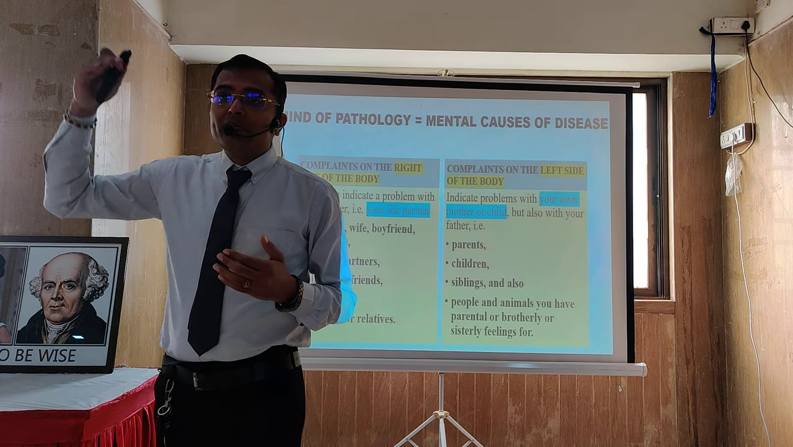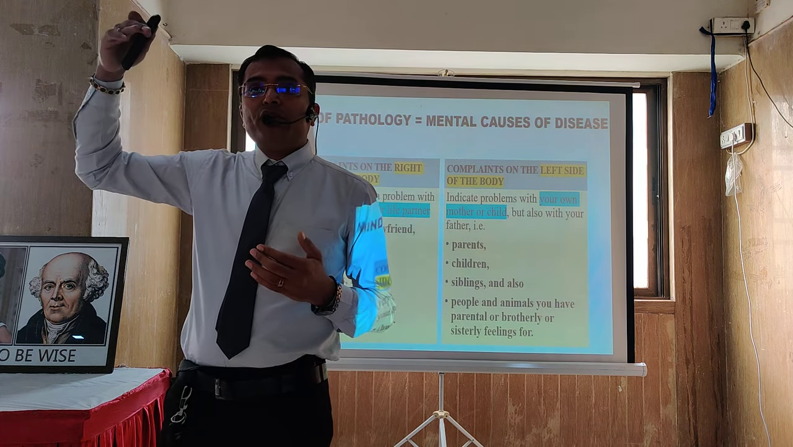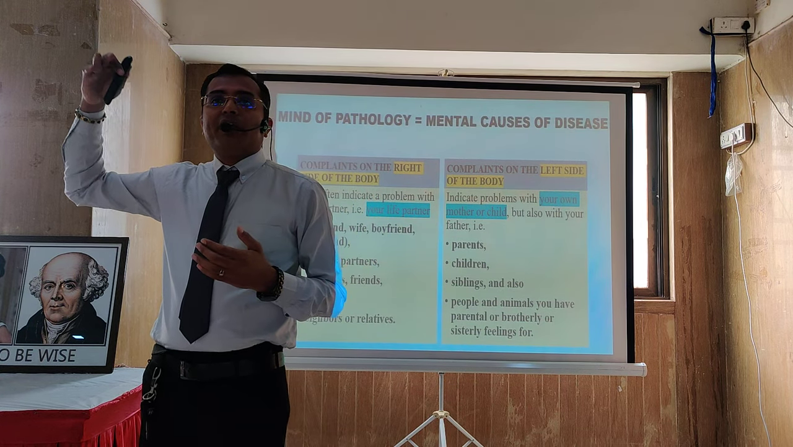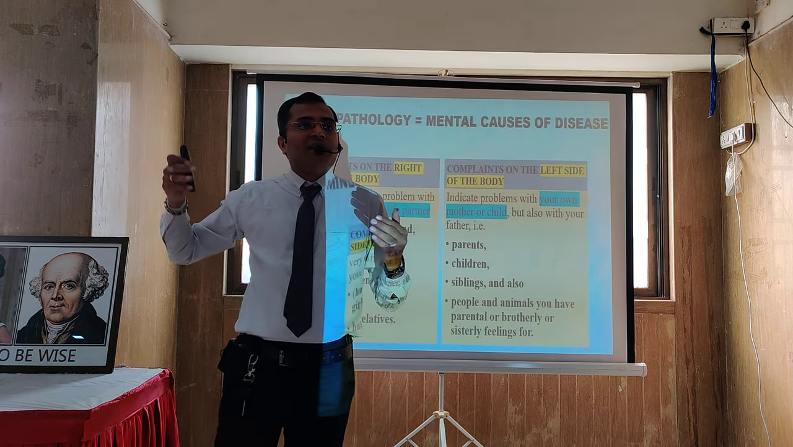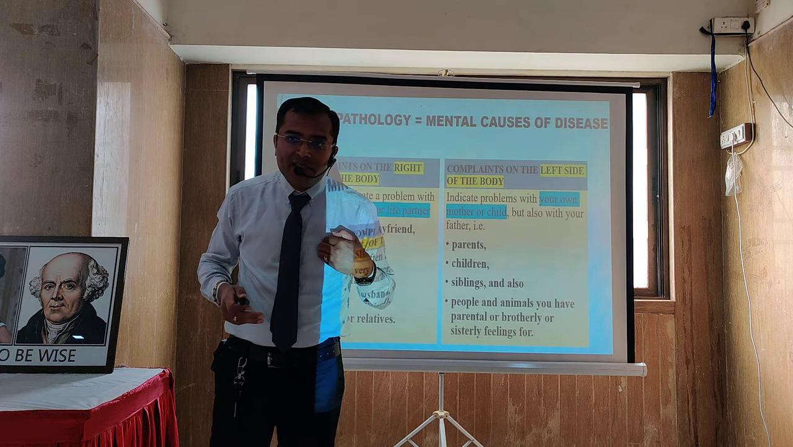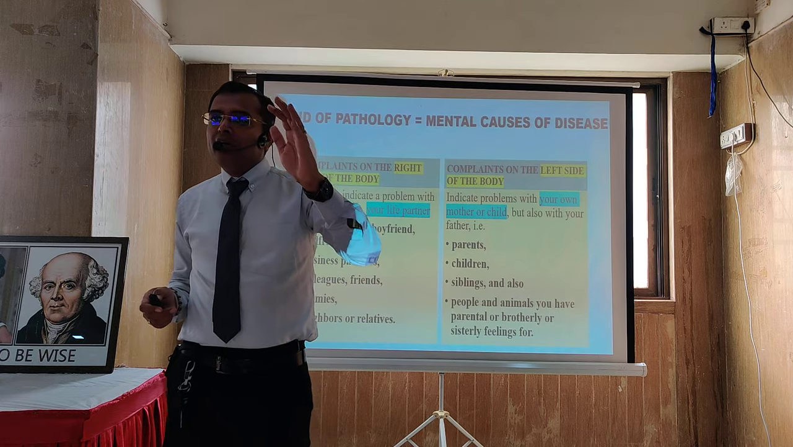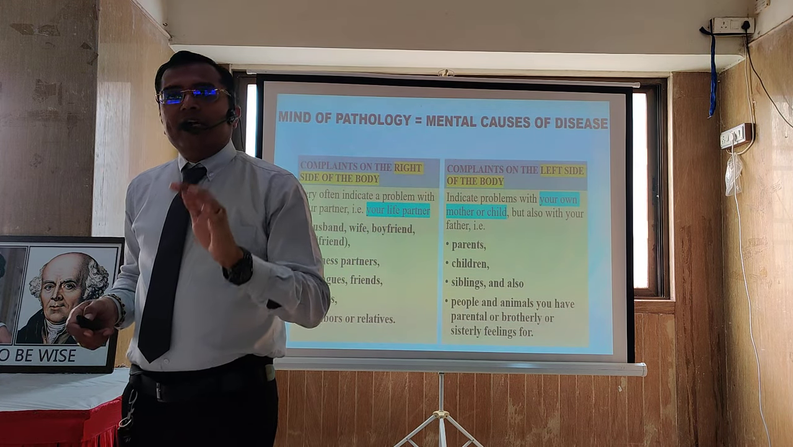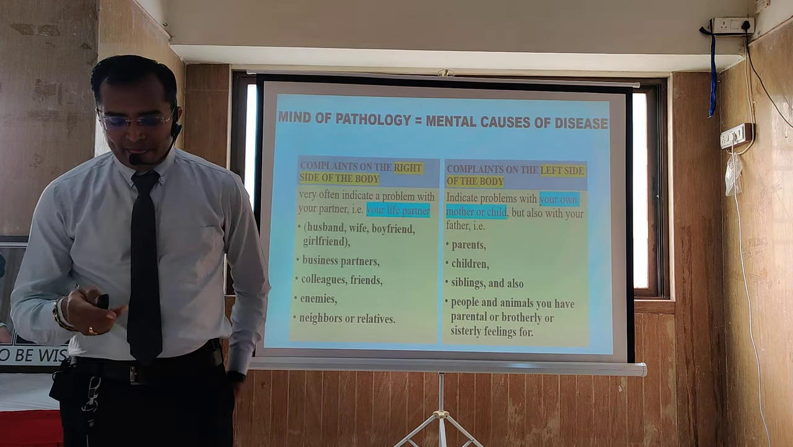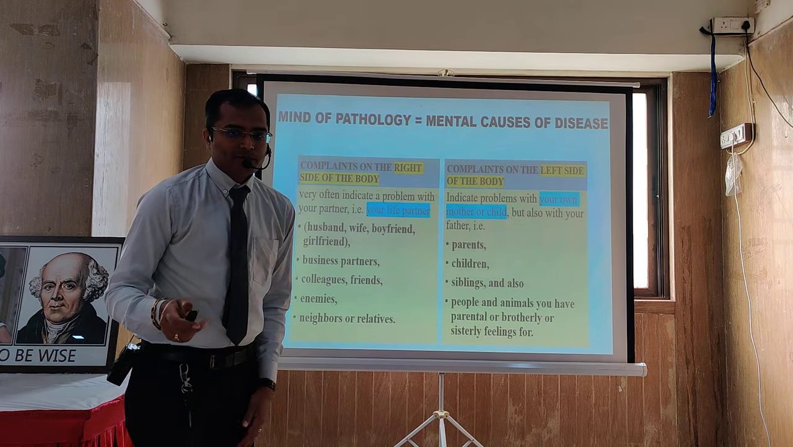So when this is the phenomenon, in the history you can find out that she is more worried about the grandfather. But she treats the grandfather as her child. That's why it developed on the left side. This is optional. It is happening in your history. Okay. But the rule is like this.